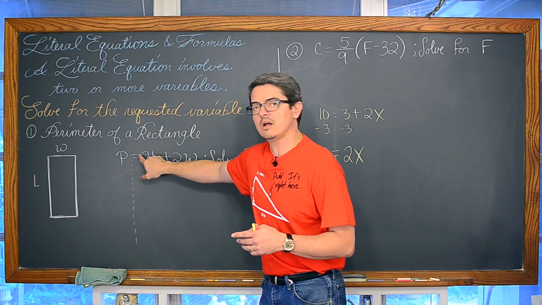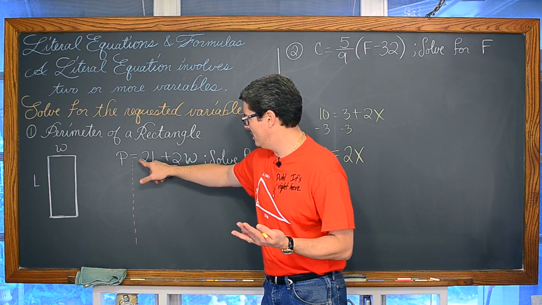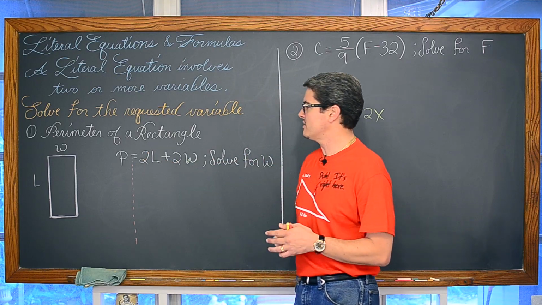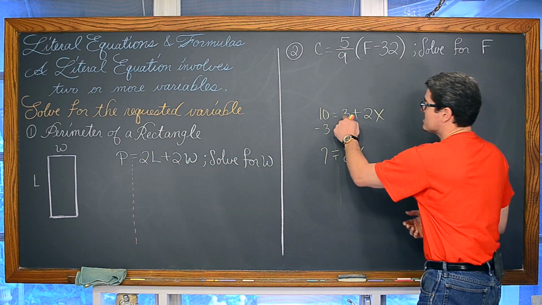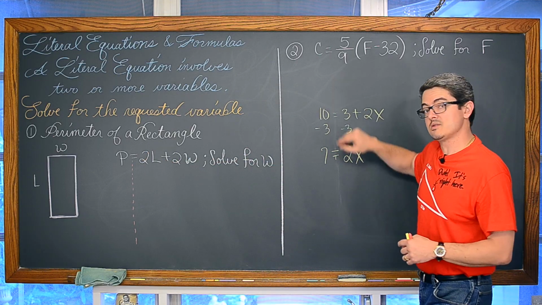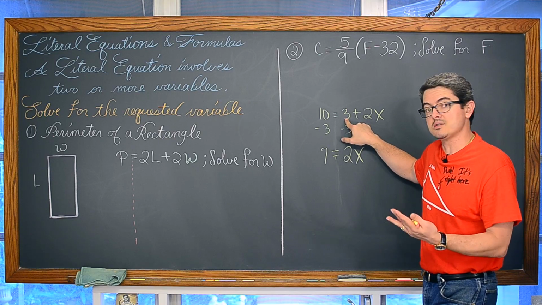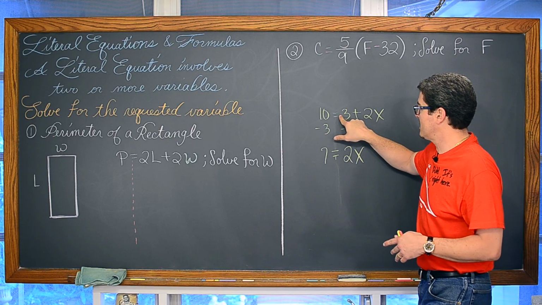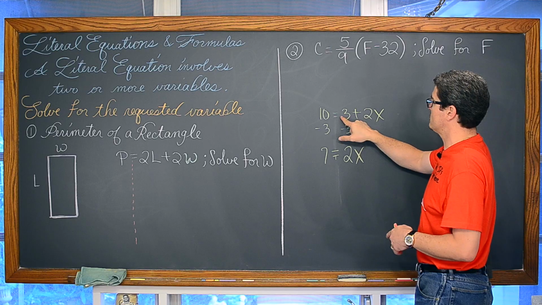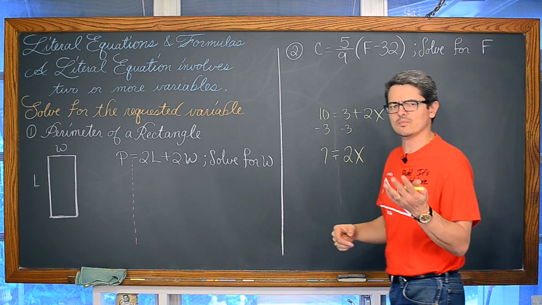There's nothing out front, so it's a positive 2L, if you will. And it's on the right-hand side with the W. Well, we had a positive 3. That's a term which we know. It's a constant. And the opposite of an addition of 3 that we have on the right with the x is a subtraction of 3, or inverse.